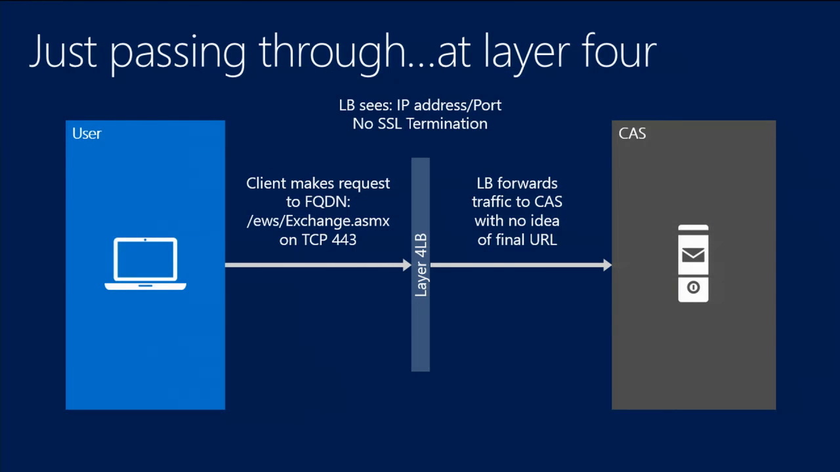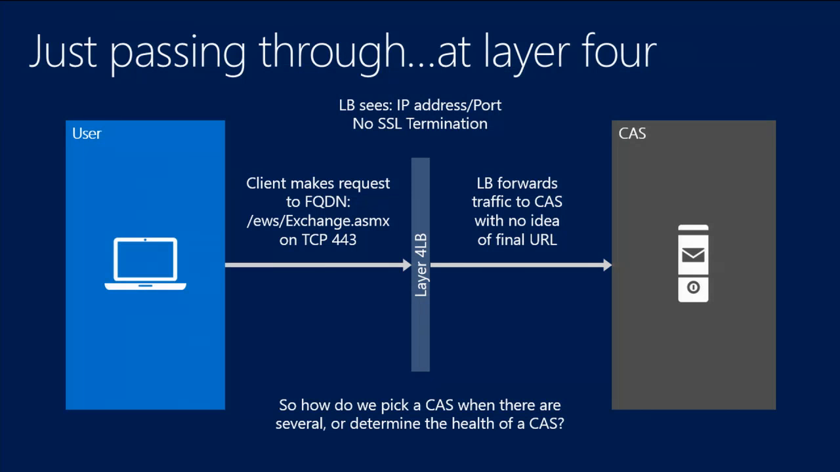He just knows that I've been told to send the traffic to a CAS. I don't know what you're trying to do. I just have to find a CAS that's up and available. Now, the limitation with this is, if it were just a web page request or something like that, it doesn't really matter. As long as the target server's up, we're good.